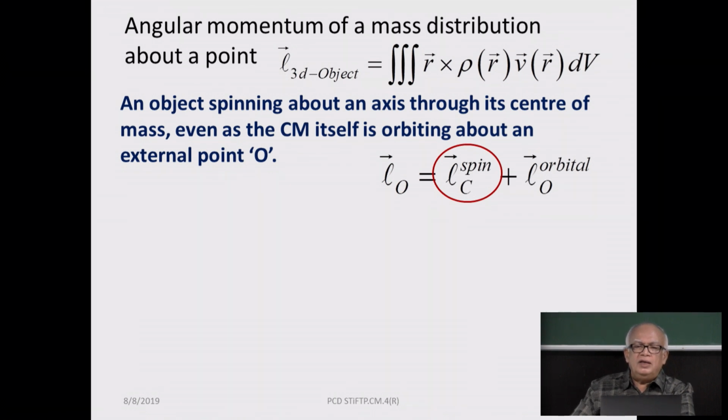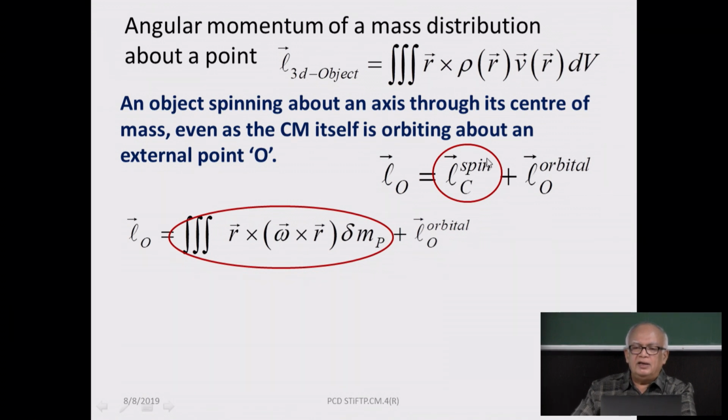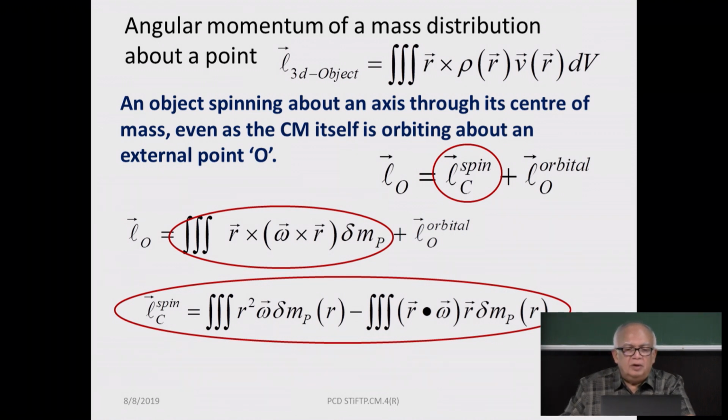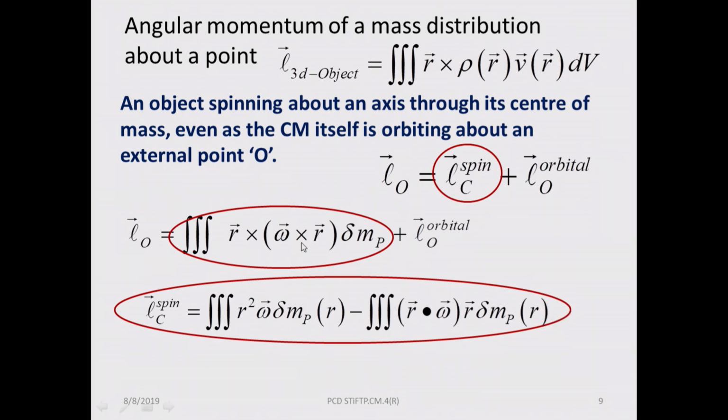So now you can split this total angular momentum in these two components, the orbital angular momentum and the spin angular momentum. Okay. And if you look at the spin angular momentum, you have this r cross v, from which you will get this r cross omega cross r. So this is the spin angular momentum. And if you now expand this cross product, this is the vector triple product. There are two terms, one coming from r square omega, and the other is when you subtract the r dot omega times r. So this is nothing but the expansion of this triple product. So you're looking at the spin angular momentum.